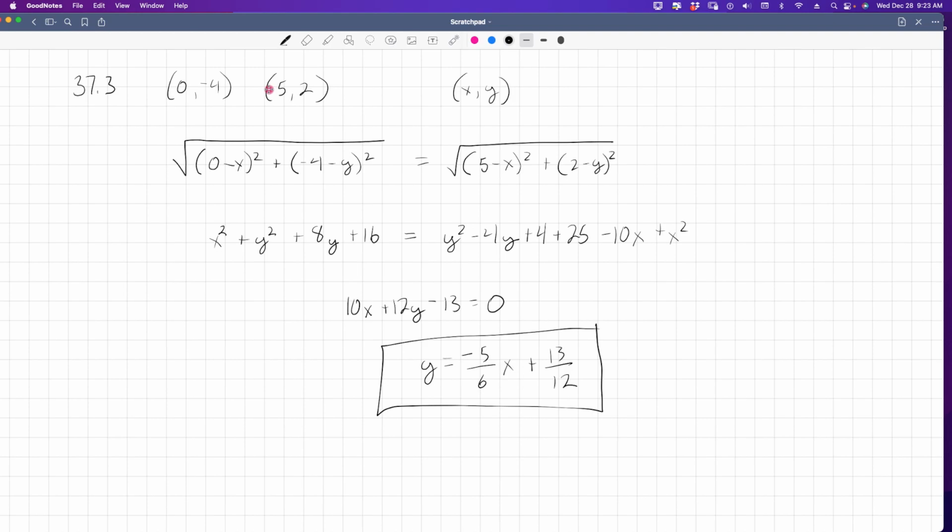That's all I have for 37A. Do the practice problems that are related to this, and then we'll look at the midpoint formula.